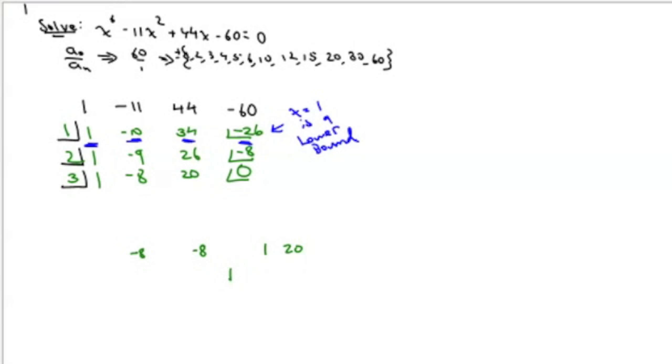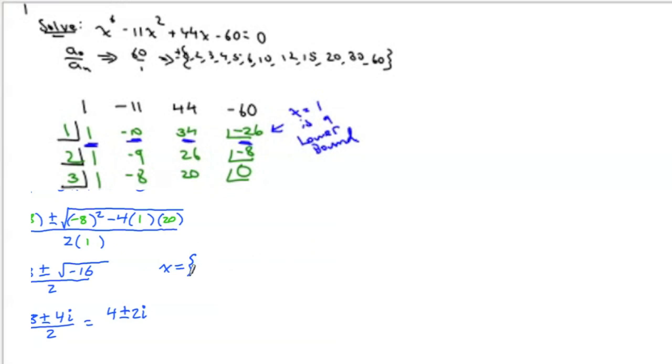So my first solution was x equals 3. My other two solutions, which happen to be complex, are 4 plus 2i and 4 minus 2i. How many answers did I get? 3. What was the degree of my polynomial? 3. I'm done. All right, homework, let's go. No, I've got time.